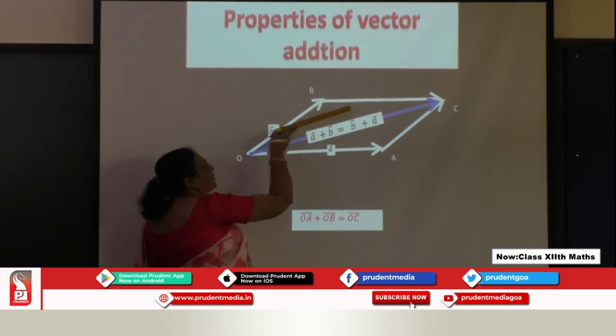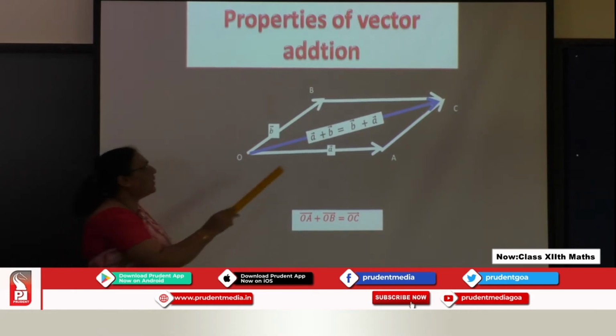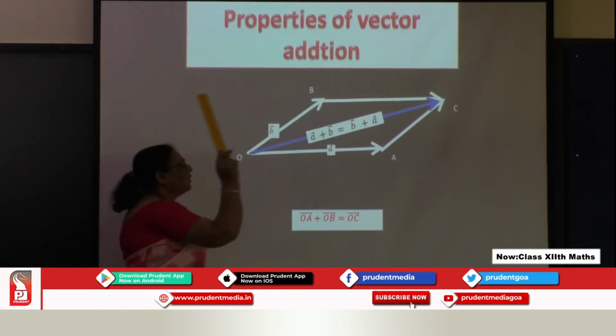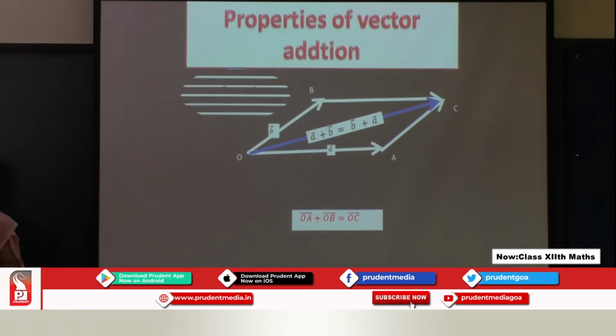So, this is same as B bar plus A bar, both are same, that is why this is commutative. Vector addition is commutative.